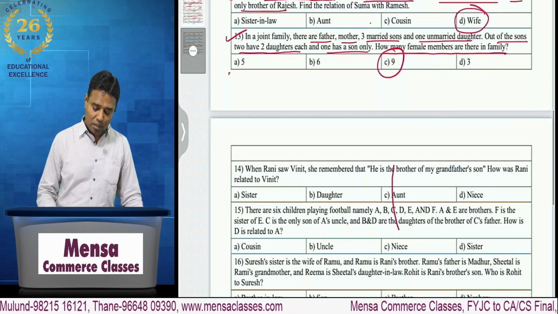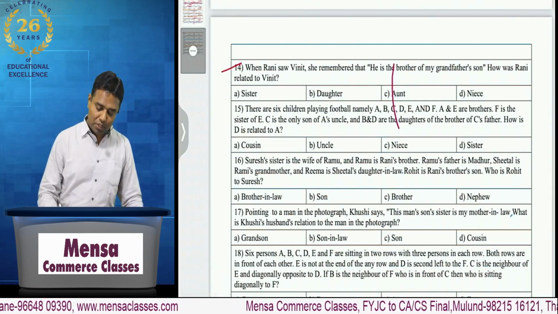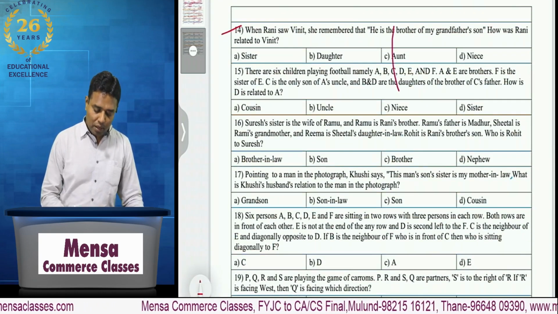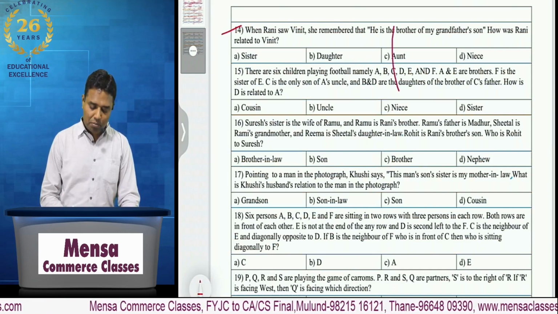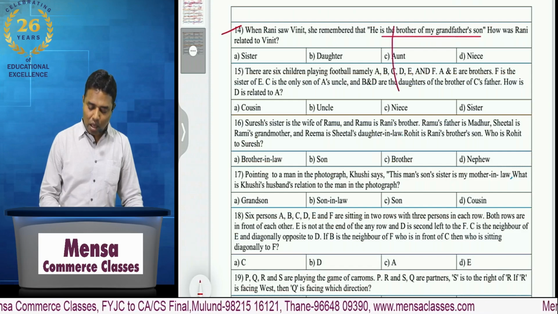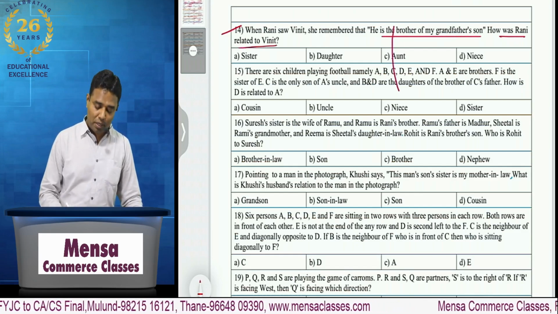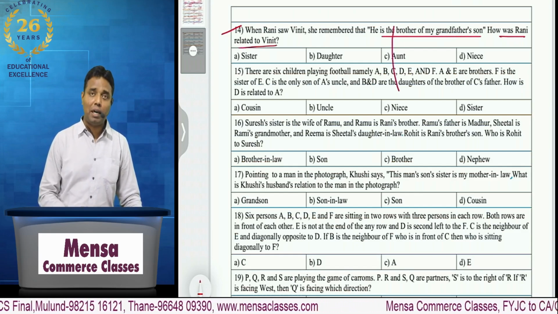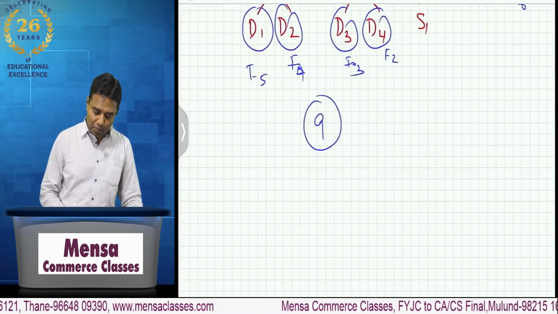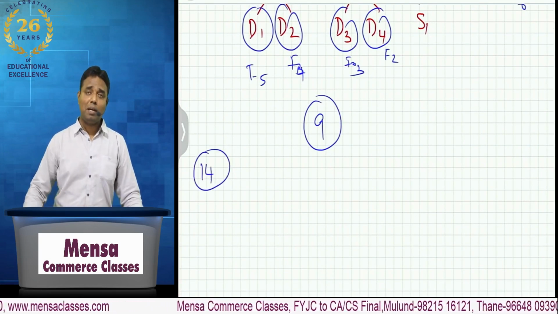Let's take it further. Question number 14. What is said in question number 14? When Rani saw Vinith, she remembered that he is the brother of my grandfather's son. How was Rani related to Vinith? Now that line which is there, that is very, very important one, that we will convert it into the form of a statement which will become easy with names, right?